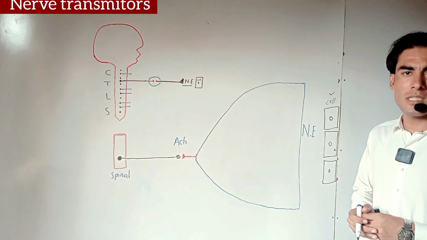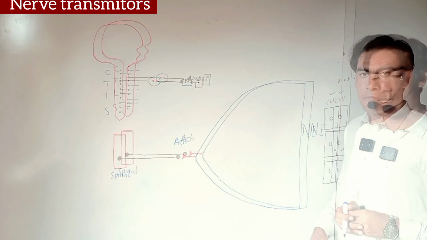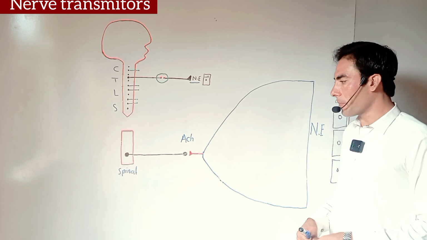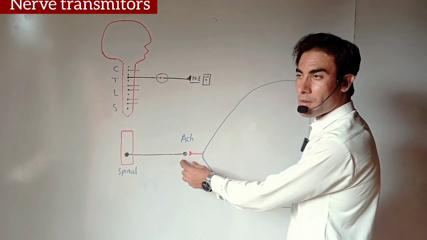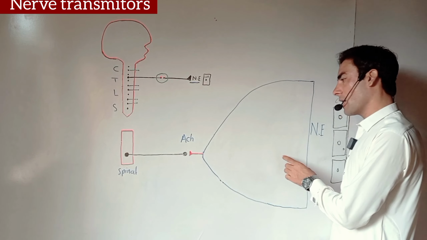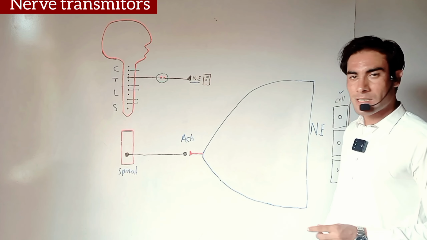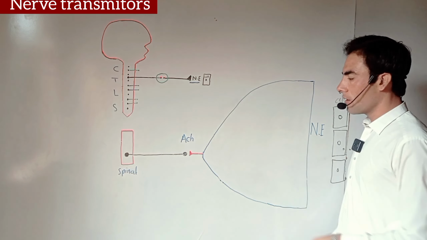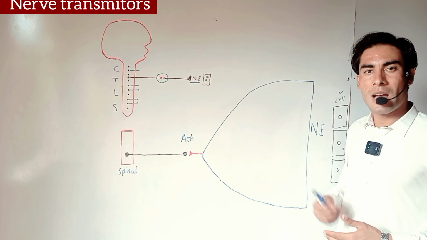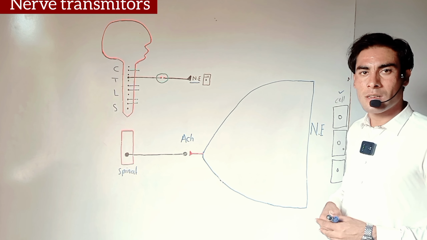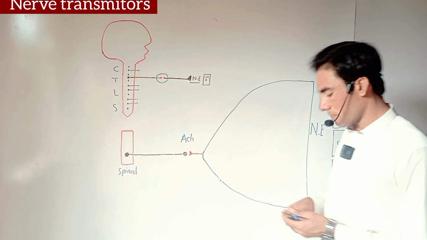But how is this norepinephrine synthesized? Is it synthesized in the cell body of the neuron and then transported here, or is it synthesized locally here? Actually, it is synthesized locally here. But how is it synthesized? Let's see the mechanism.